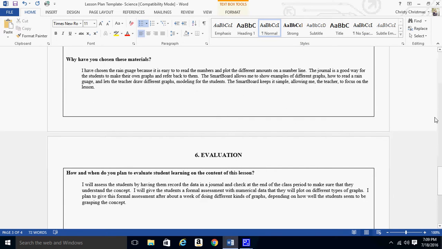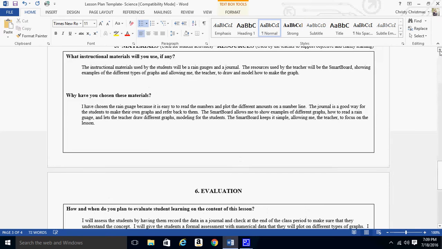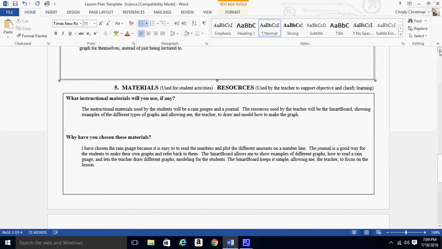The instructional materials that will be used by the students will be the rain gauges, of course, and a journal. The resources that I, the teacher, will be using will be the smartboard, which is a good way to show the examples of the different types of graphs, and it allows me to draw and model the graph for the students. I've chosen the rain gauge because it is easy to read the numbers, and it's easy to plot those different things on a number line. The journal is a good way for students to make their own graphs and refer back to them.